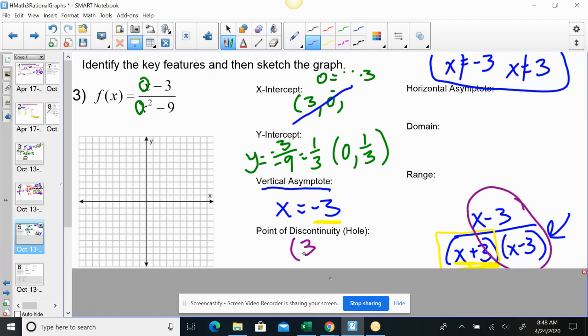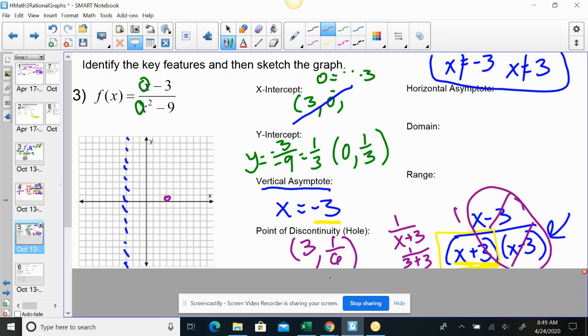So at positive 3, since x minus 3 is 0 gives me positive 3, I'm going to have a hole at what's left after I cross out or eliminate, as 1, that common factor. So 1 over x plus 3 would give me 1 over 3 plus 3, which is 1/6. So I'm going to have a hole at (3, 1/6). I'm going to have a vertical asymptote at x equals -3.